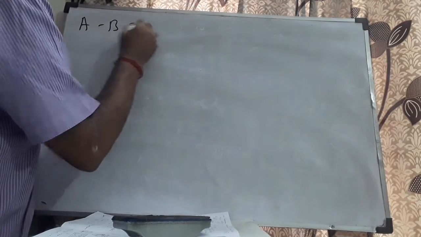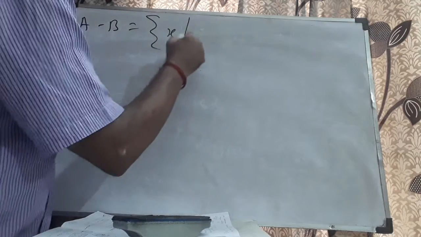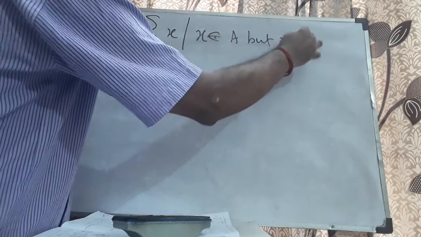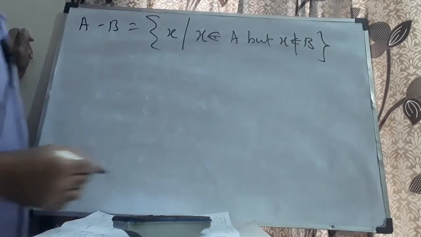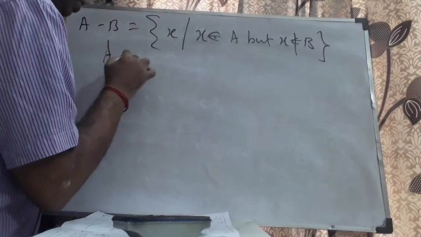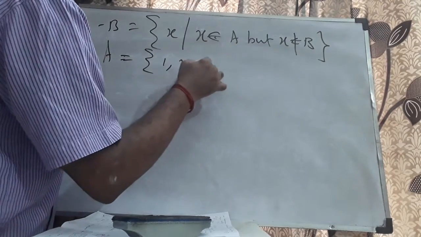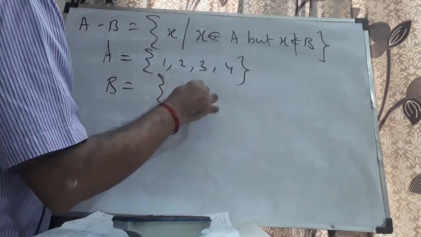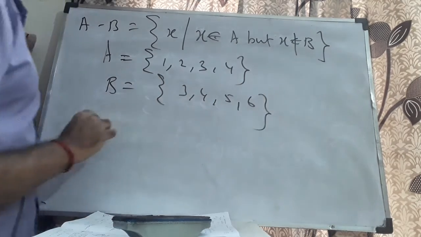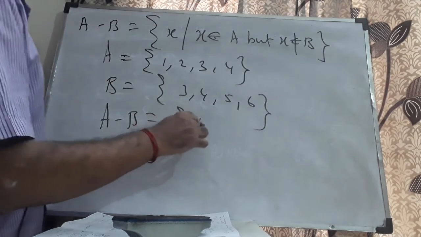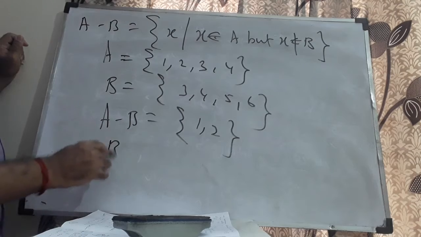Now A minus B is the set of all x such that x is an element of A but x is not in B. That is, I'll take down all the elements in A other than the common elements. If we take an example, you will be able to understand what it says. Let A be 1, 2, 3, 4 and B be 3, 4, 5, 6. Therefore, A minus B is all the elements in A other than the common elements. Therefore, it is 1, 2.